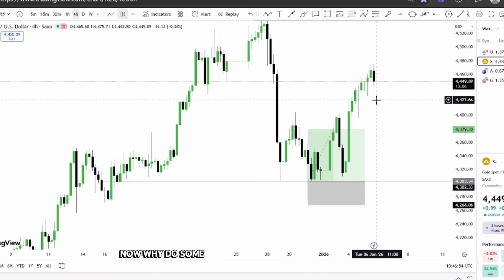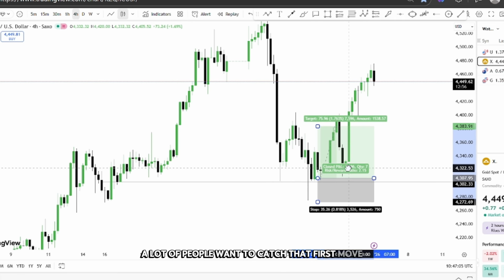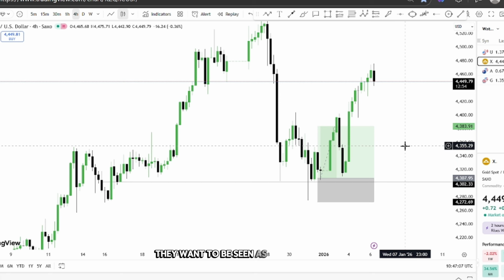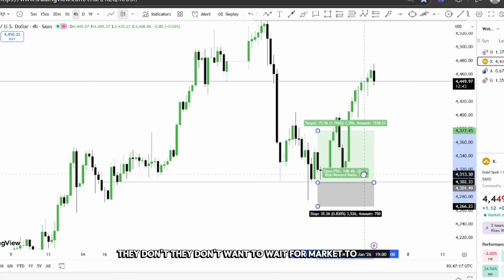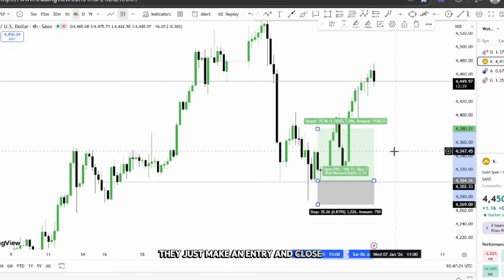Now, why do some people trade this kind of entry model? The thing is, a lot of people want to catch that first move. They want to be seen as cool, smart guys. They trade sniper entries mostly. So they don't want to wait for the market to react. They just make an entry and close.